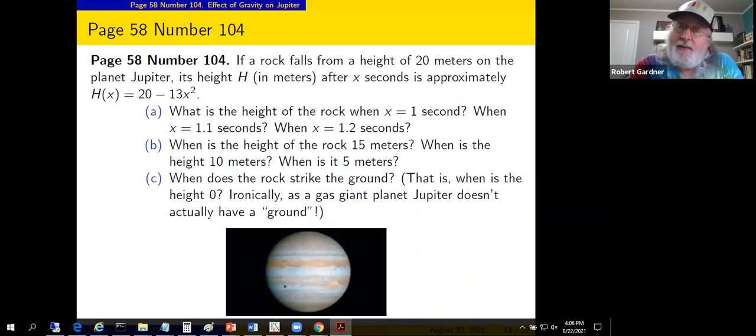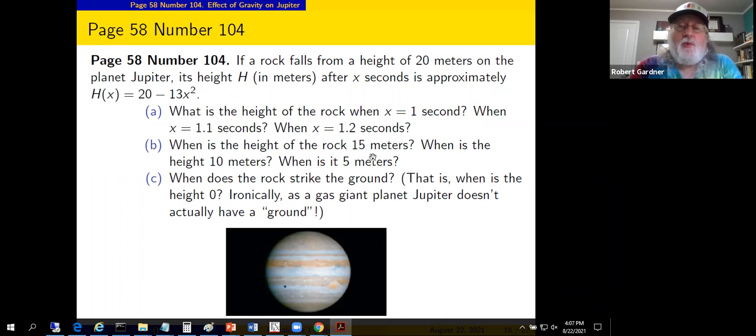Let's do an applied problem, a word problem. Story is, if a rock falls from a height of 20 meters on the planet Jupiter, its height h in meters after x seconds is approximately h of x equals 20 minus 13x squared. Part A, what's the height of the rock when x equals 1 second, when x equals 1.1 seconds, when x equals 1.2 seconds? So we'll have some messy numbers come out of these decimals.